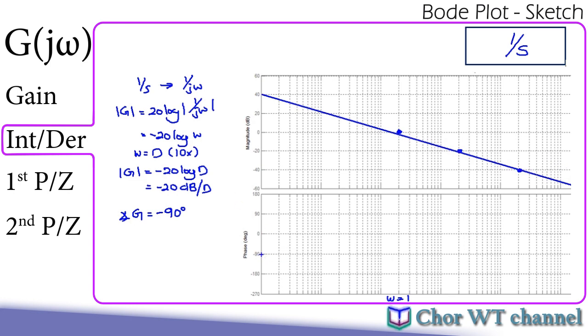As for the phase, it will be a constant negative 90 degrees. So this will be negative 90 degrees, and the straight line above will be negative 20 dB per decade. So that will be for 1 over s, our integrator. As for the derivative, which is the reverse of it, we look at the same line, but the slope will be going up by positive 20 dB per decade. And for the phase shift, this is negative 90 for the integrator, but for the derivative, it will become positive 90 degrees.